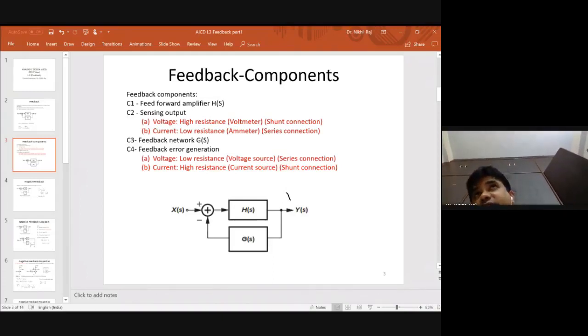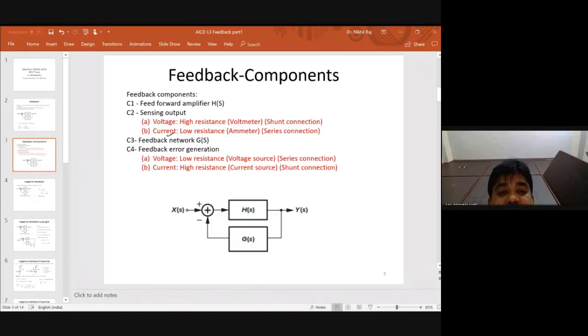A circuit can give output in the form of voltage or in the form of current. So what the feedback component is analyzing, whether the output current or output voltage, we must know. Accordingly, there will be one sensing output component. If it is sensing voltage, then the feedback circuit has infinite input resistance, and it will be just like a shunt connection.